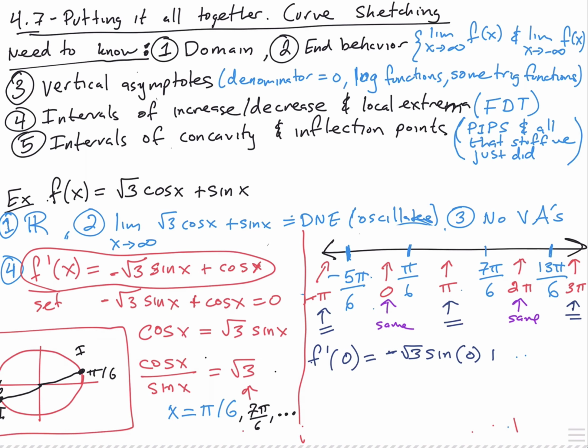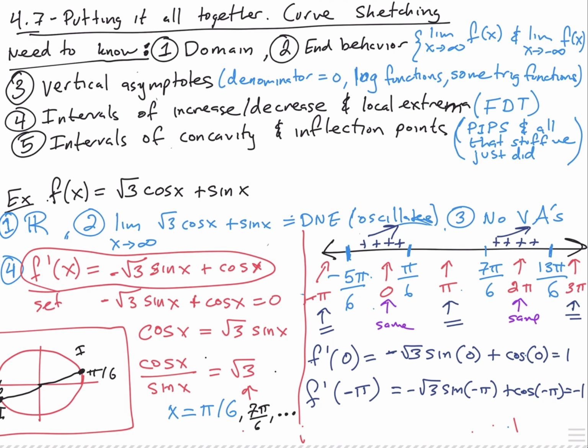I'll write it down just for completeness here. But cosine of 0, which is 1, right? So it's positive here, right? And what does that tell me again? That it's going to be increasing, right? Okay. And then we already said this is going to be the same as this one, right? So it's going to be positive at 2 pi, so it's going to be increasing there. And then if I plug in minus pi, we get minus root 3 sine of minus pi plus cosine of minus pi, which is negative 1, right? So it's going to be negative here, and negative here. So there it's going to be decreasing. Okay, so what did we find?